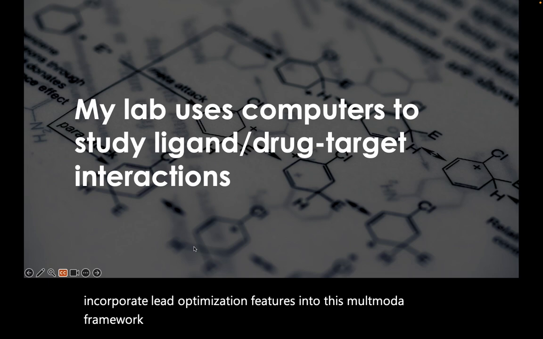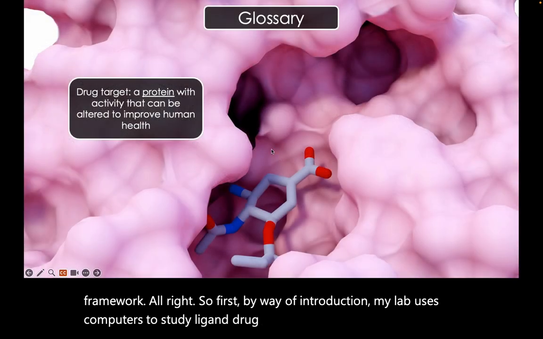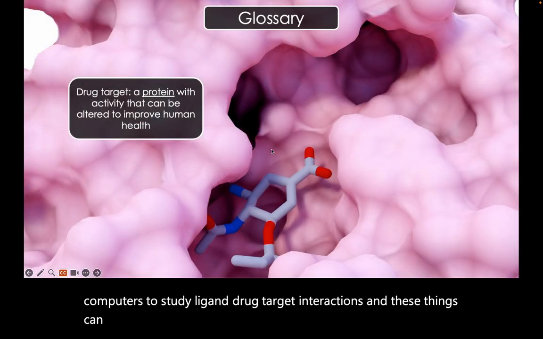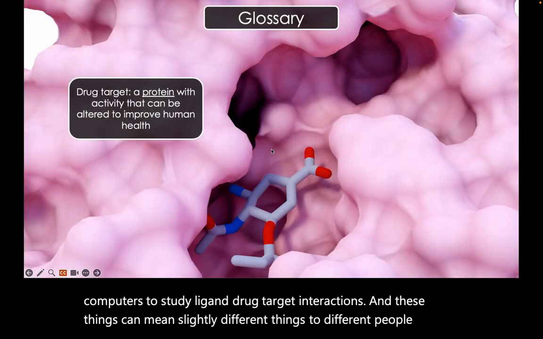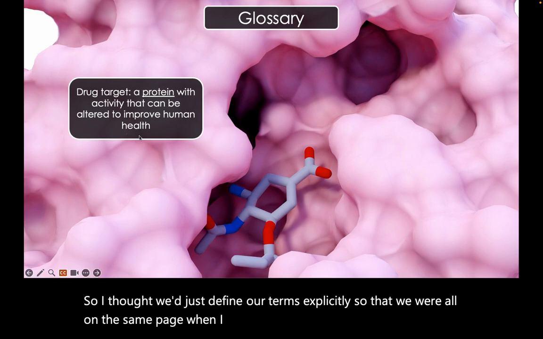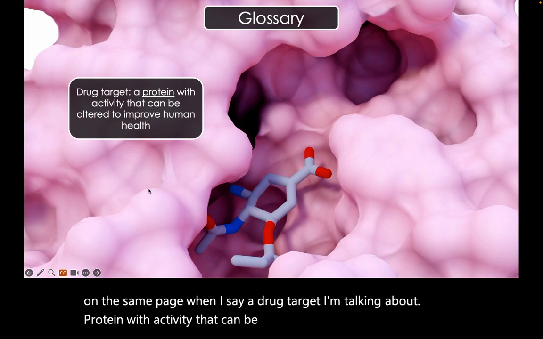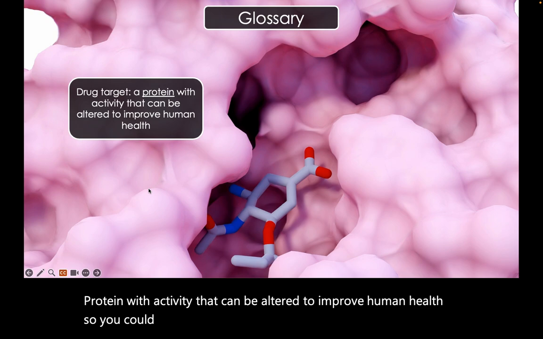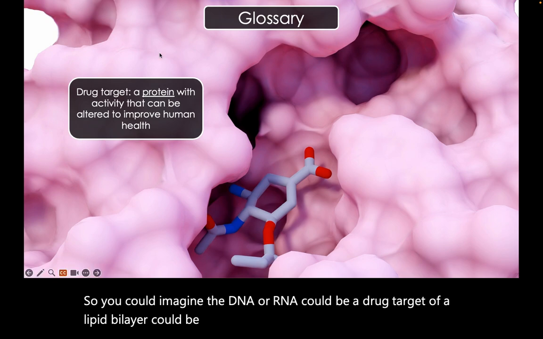By way of introduction, my lab uses computers to study ligand-drug target interactions. These terms can mean slightly different things to different people, so let's define them explicitly so that we're all on the same page. When I say a drug target, I'm talking about a protein with activity that can be altered to improve human health. You could imagine that DNA or RNA could be a drug target, or a lipid bilayer could be a drug target. I'm talking specifically about proteins.